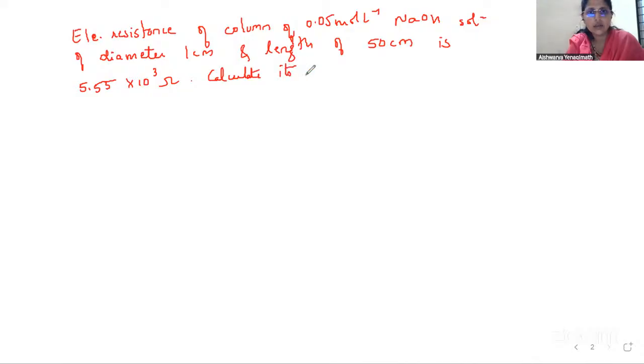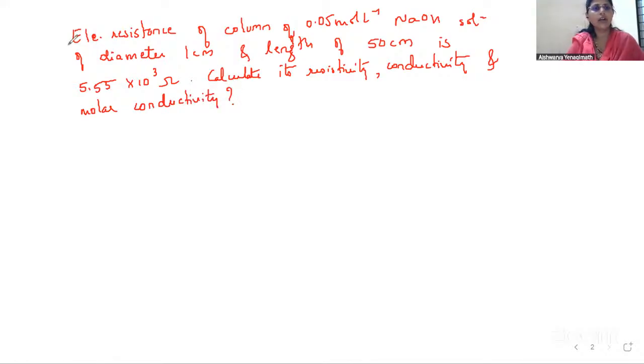Calculate its resistivity, conductivity, and also molar conductivity. So this is my first numerical based on the concepts we have discussed: resistivity, conductivity, and molar conductivity. Okay, so how do you do this? Tell me.